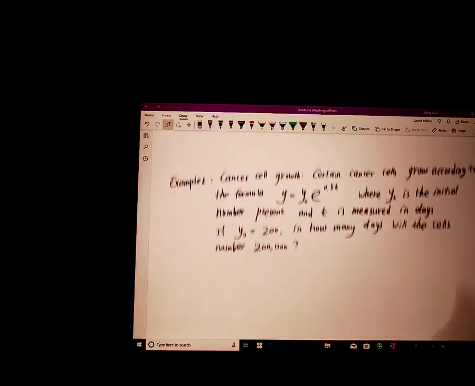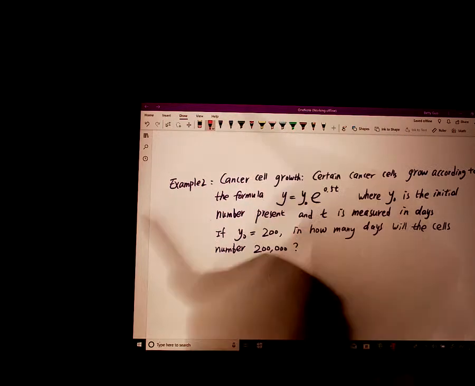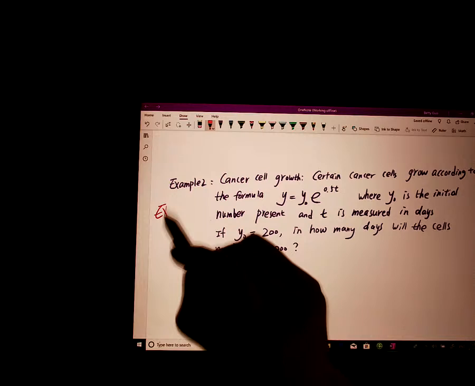Example 2. Example 2 is a problem about exponential growth.